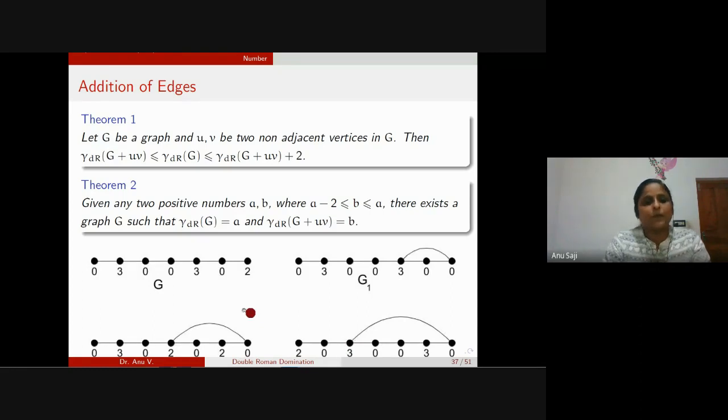Also, we can prove that given any two positive numbers A and B, where A−2 ≤ B ≤ A, there exists a graph G such that γ_dR(G) is equal to A and γ_dR(G+uv) is equal to B. It is a simple proof.